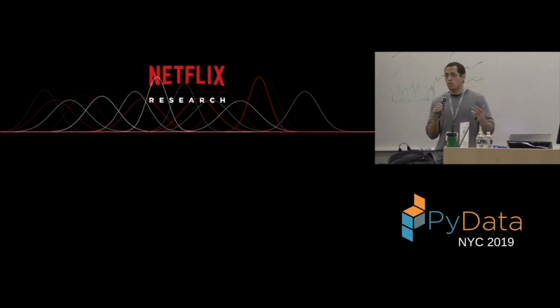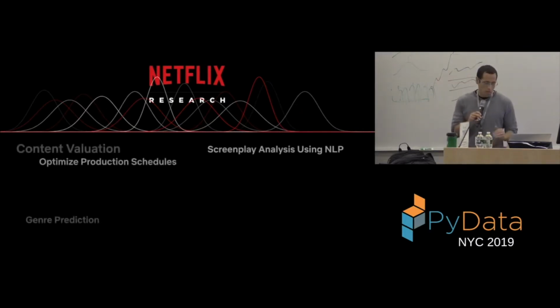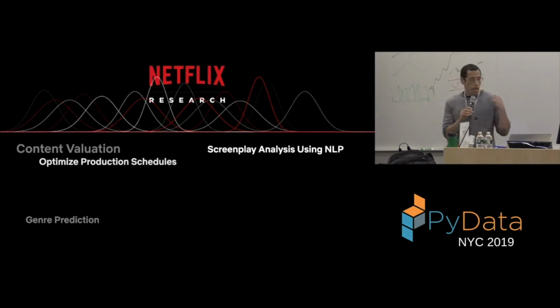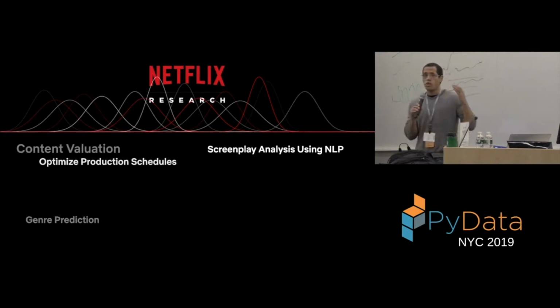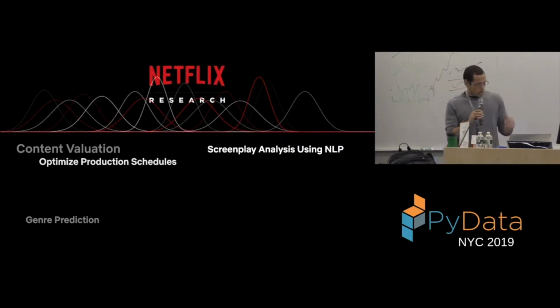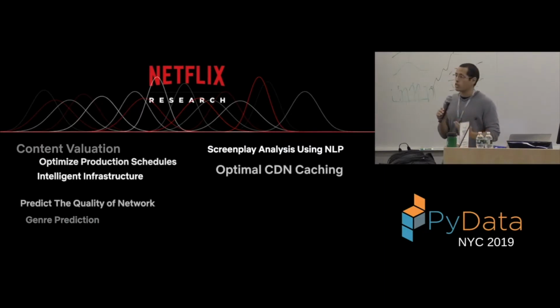But before a title even hits your screen, there's actually a lot happening underneath the hood, and machine learning is applied at every step in the funnel. So from pre-production and production, such as helping determine the value of content, optimizing production schedules, so figuring out which actors and actresses need to be where, and the order in which sets need to be shot in, to more streaming and system use cases, such as figuring out the optimal layout of our content and our CDN caching, figuring out how to best utilize our infrastructure through intelligent job scheduling and preemption.